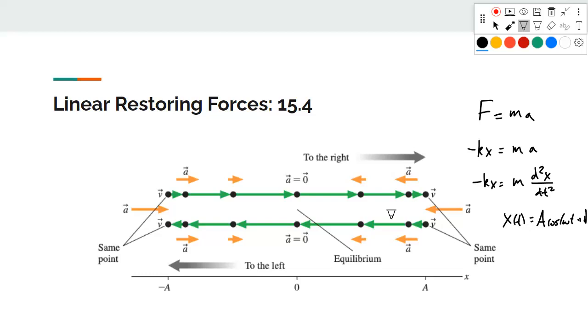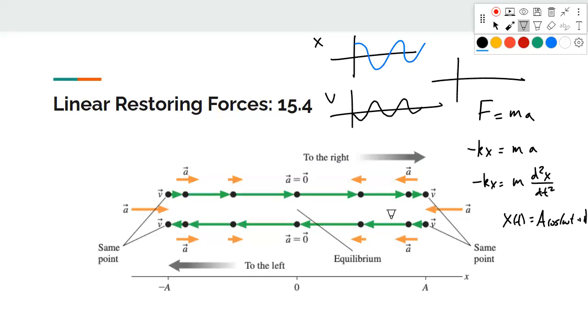But the origin of this, do I have a picture? I guess not. The origin of this is that if your position function looks like a cosine, so if this is your x, when we take the derivative, your velocity function will look like a negative sine. And your acceleration function then will look like a negative cosine. And so whenever the velocity is 0, like here, that's where your acceleration is at its maximum.